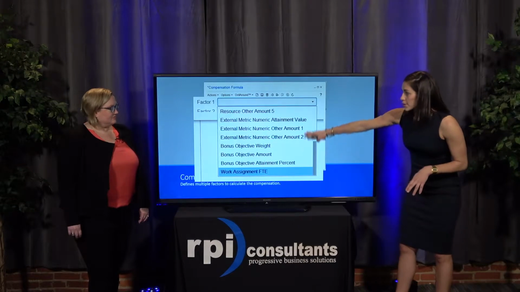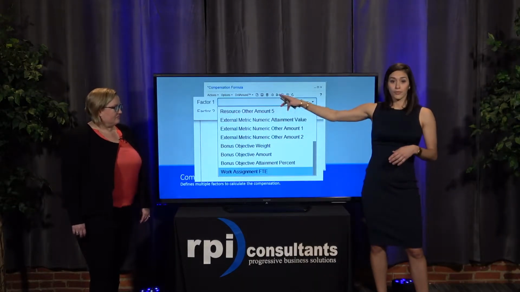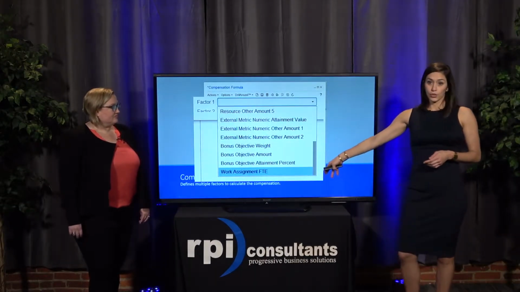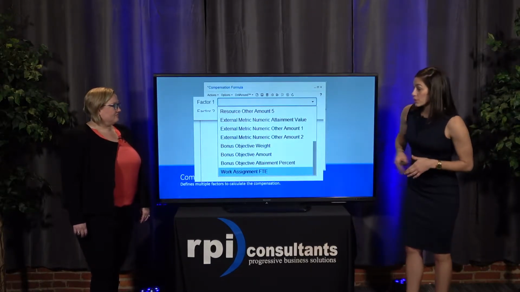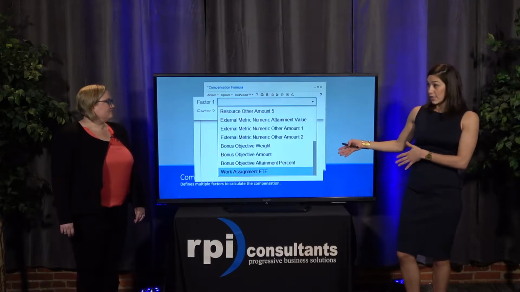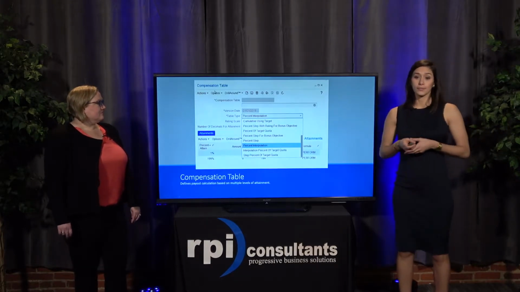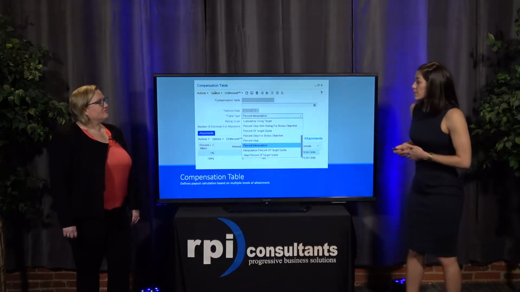These are the other factors. So we have resource amounts 1 through 5, and then these are the additional factors that you can use to calculate and multiply to get that amount. So you can see there's a lot of things that you can use here, a lot of options to get those values. Here we have a compensation table.